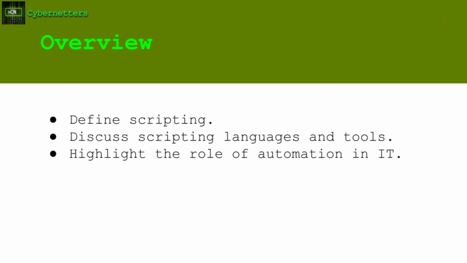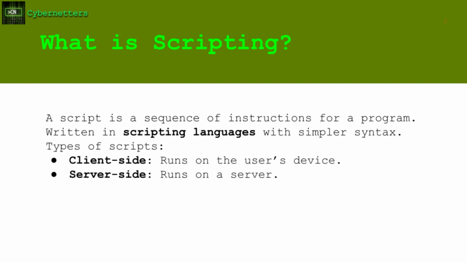Let's get started. A script is simply a sequence of instructions that tells a program what to do. Scripts are written in scripting languages, which are designed to be simpler and easier to use than traditional programming languages. There are two main types of scripts. The first is client-side scripts. These run on the user's device, like JavaScript in your web browser. And then there's server-side scripts, which run on a server and handle tasks like processing data or generating web pages. Scripting is all about automating tasks and making processes more efficient.